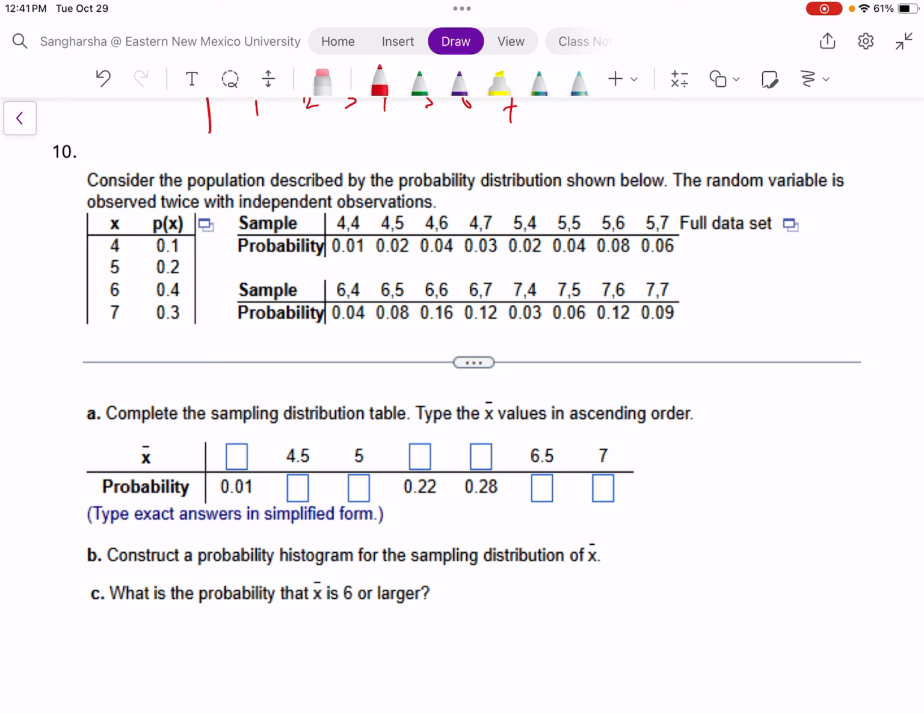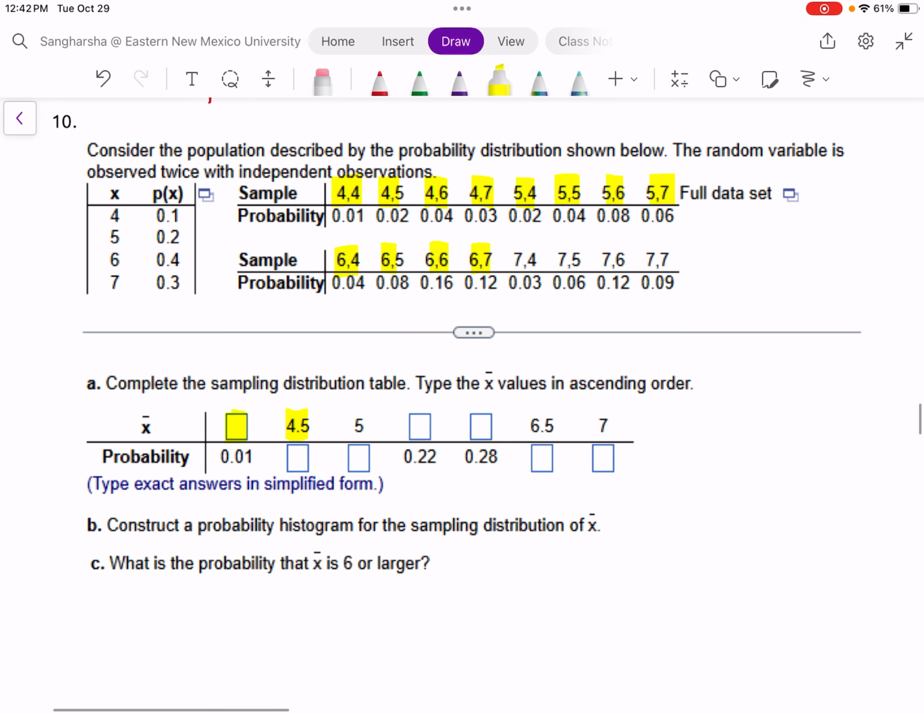So you have to find the x bar for each sample at first, okay? So for each sample, you find the x bar. So these are the samples, okay? And you are writing the values that x bar takes. Some of them are given to you, like it takes 4.5, 5, 6.5. You have to find the remaining x bar, and you have to find the probability.